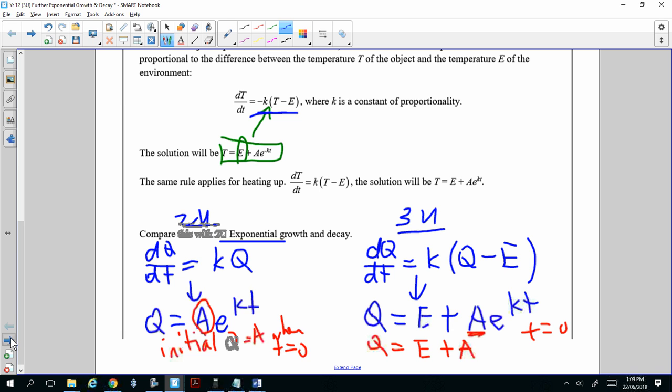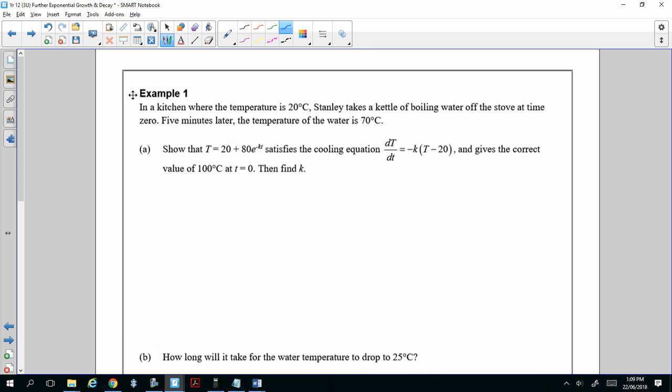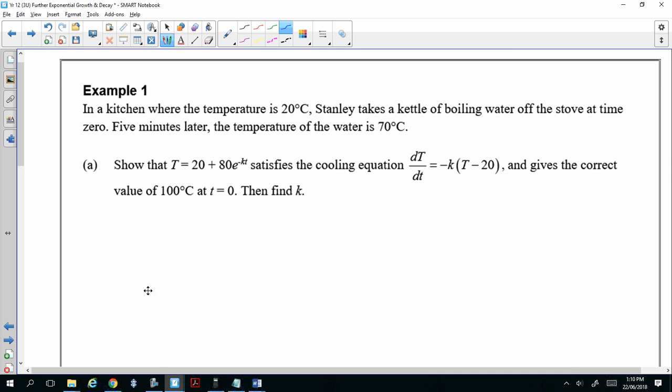All finished? Good. All right, let's go to this bit. Example 1. We're going to look at the temperature of boiling water. Stanley takes a kettle of boiling water off the stove at time 0. So boiling water is 100 degrees Celsius. 5 minutes later, the temperature of the water is 70 degrees. It has cooled down a little.